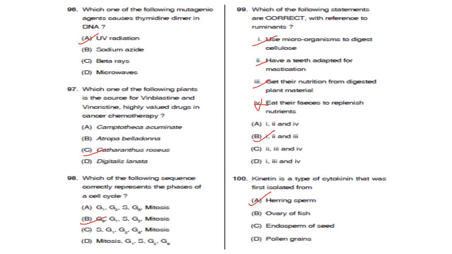Then next one, kinetin is a type of cytokinin that was first isolated from. So it was isolated from herring sperm. Answer is option A. So that's it for this particular paper, paper 2, Life Science, Karnataka SET exam.